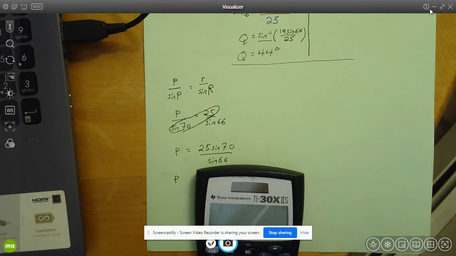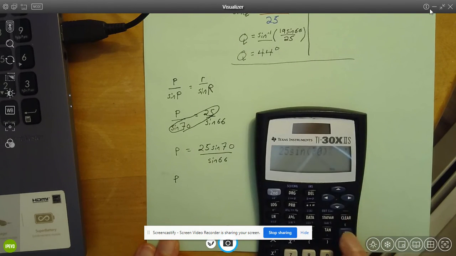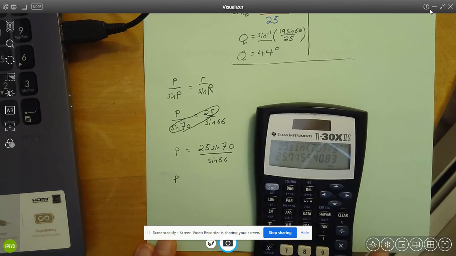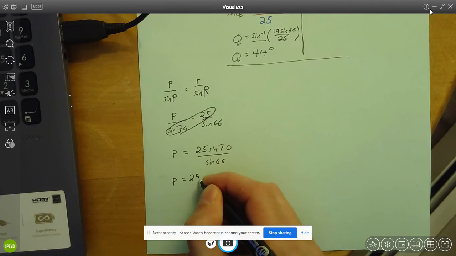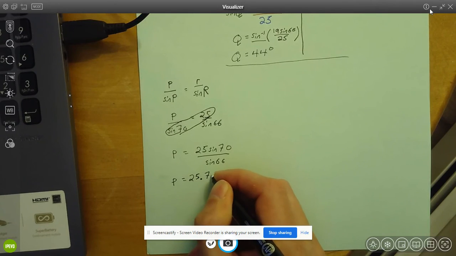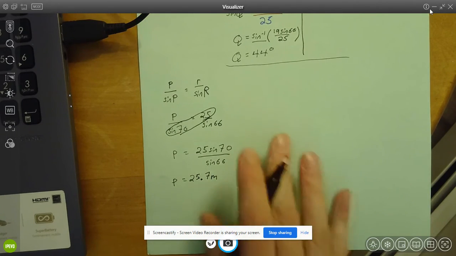And again, I can put it in my calculator in one step. We only want to be using the calculator once per question, so I don't need to round in an intermediate step. So I want to type that all into my calculator. And so again, I found that P is 25.7, and I think our units are meters in this question.